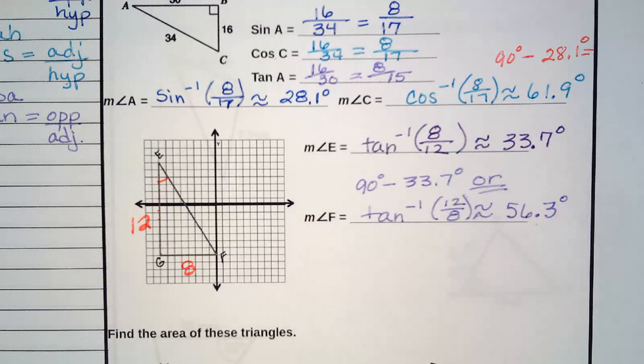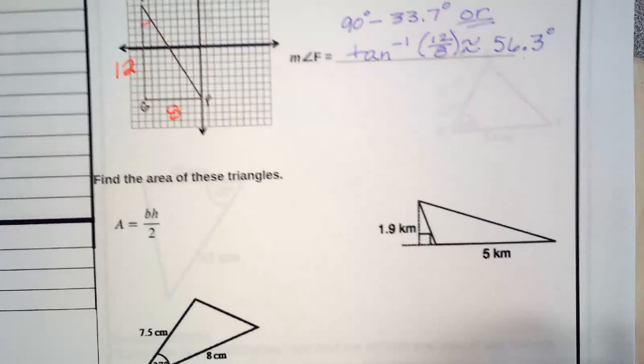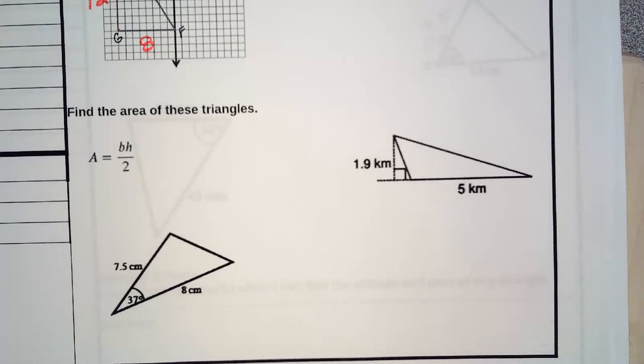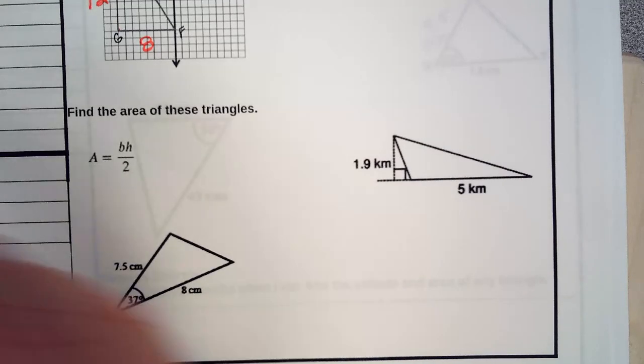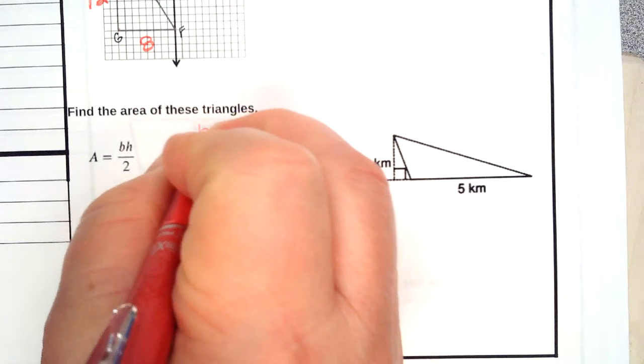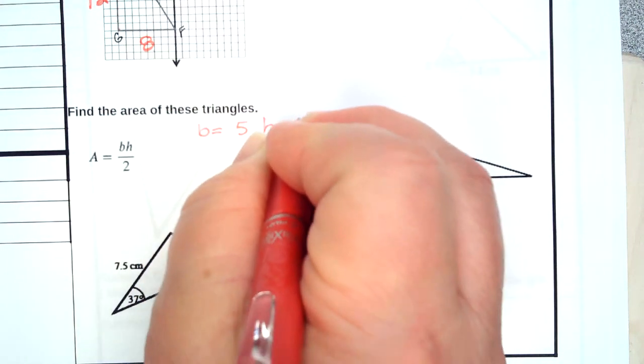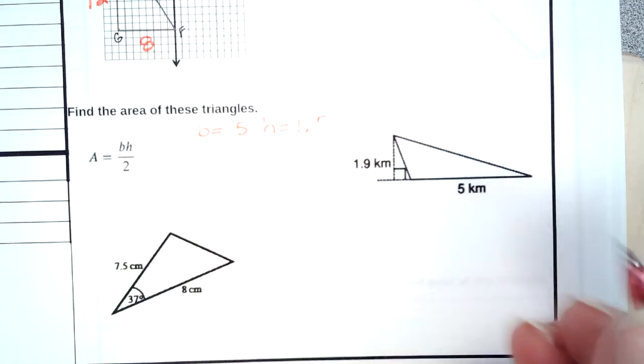Okay, this takes us into finding area of triangles. To find the area of a triangle, you take the base times the height and divide by 2. So, pause the video and see if you can find the area of this triangle here. What is your base? What is your height? Your base is 5. Your height is 1.9.